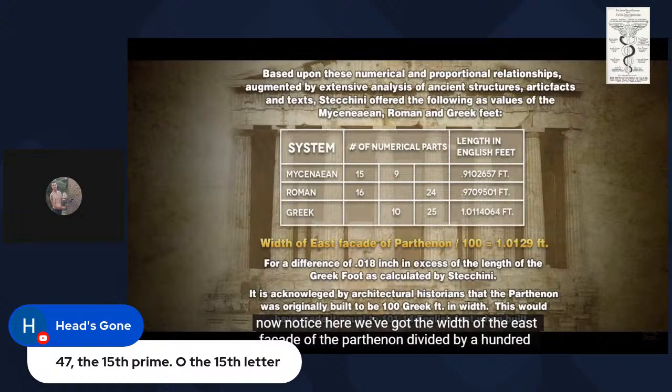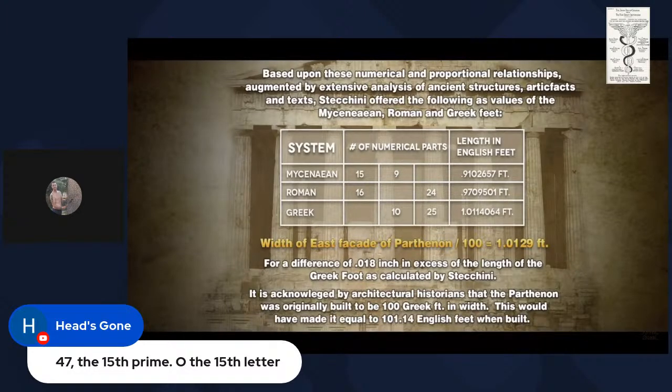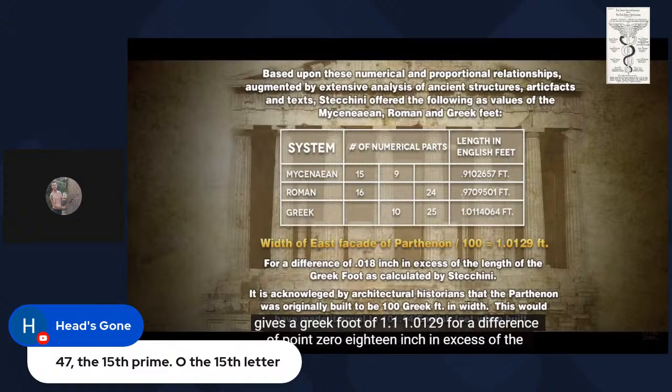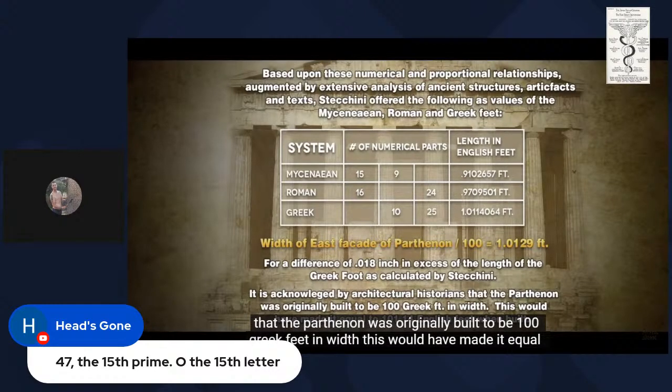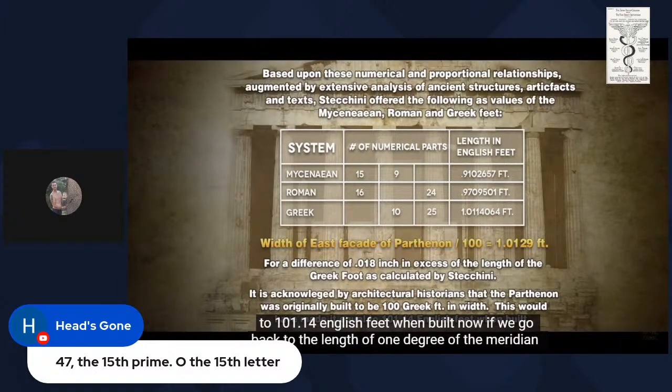1.011464. Now notice here we've got the width of the east facade of the Parthenon divided by 100 gives a Greek foot of 1.0129, for a difference of 0.018 inch in excess of the length of the Greek foot as calculated by Stecchini. It is acknowledged by architectural historians that the Parthenon was originally built to be 100 Greek feet in width. This would have made it equal to 101.14 English feet when built.